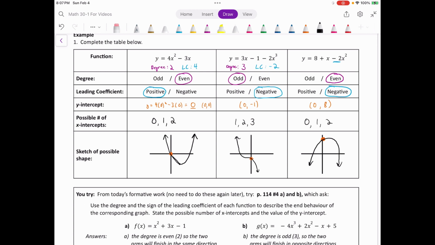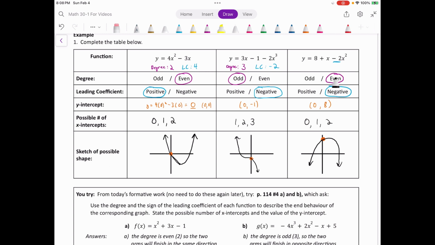We can figure out, well, if it's up here and both arms go downwards, it's going to have to cross the x-axis twice, right? We knew it could have 0, 1, or 2. Now we can conclude that, oh yeah, this would have to have 2 x-intercepts. But there's a rough sketch based on the information we were given.